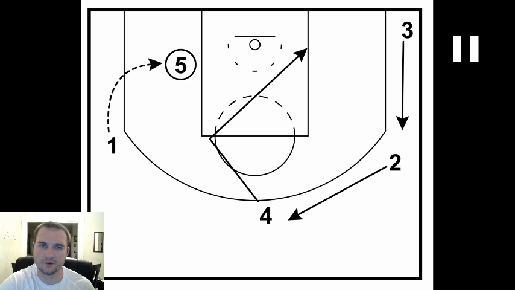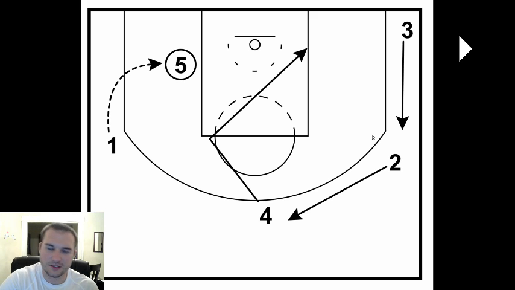Right, now we're going to talk about when the ball gets entered into the post. There are some rules and some designs for when the ball gets entered in the post that he talks about. So the ball gets entered in to the 5-man in the post. The big that's high is going to take 2 steps to the elbow and dive to the rim. And then the guards are going to get to thirds.